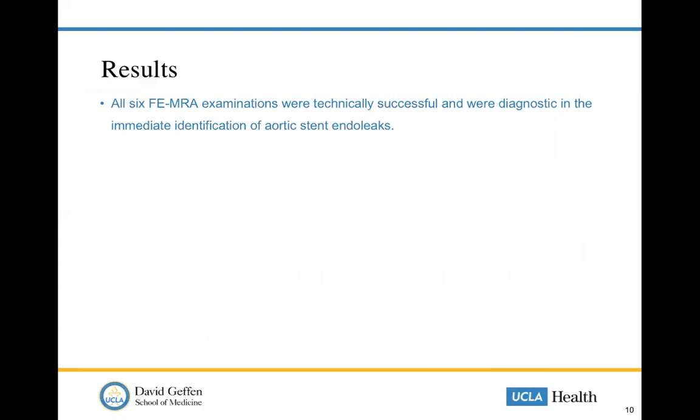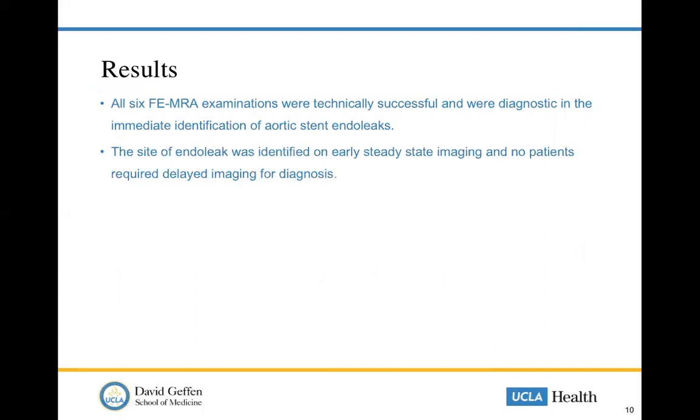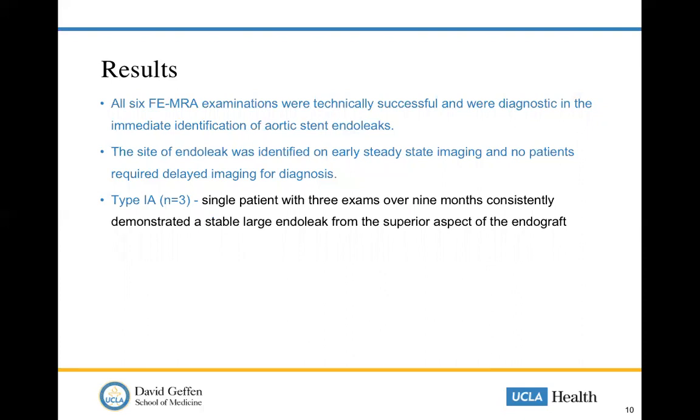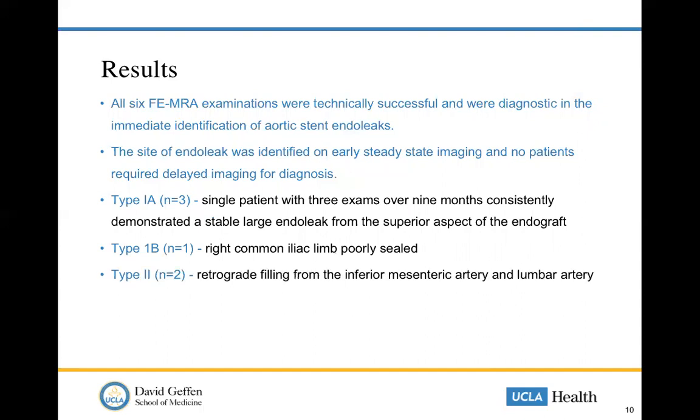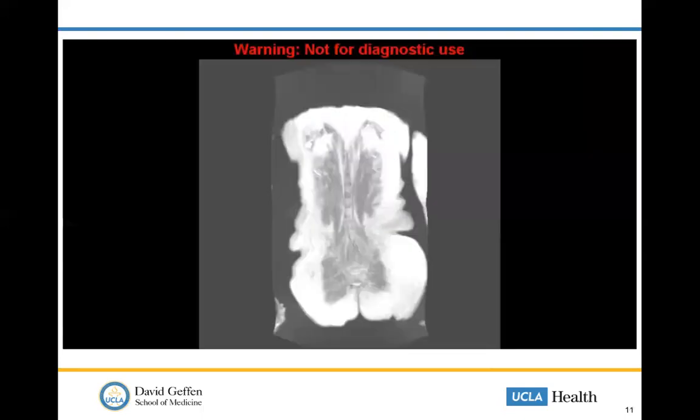So all 6 FE-MRA examinations were technically successful and diagnostic in the immediate identification of aortic stent endoleaks. The site of endoleak was identified on early steady-state imaging, and no patients required delayed imaging for diagnosis. There were 3 type 1As, all in a single patient with 3 exams over 9 months that consistently demonstrated a stable large endoleak from the superior aspect, 1 type 1B from a poorly sealed right common iliac limb, and 2 type 2s from retrograde filling from an IMA and lumbar artery. No immediate or delayed adverse reactions were observed.